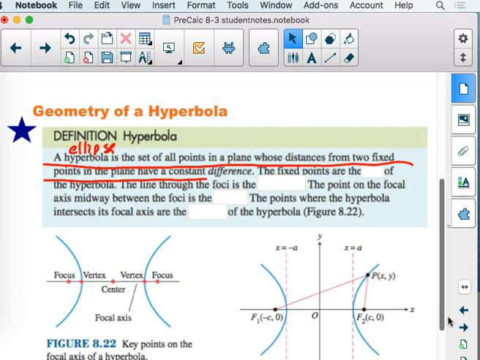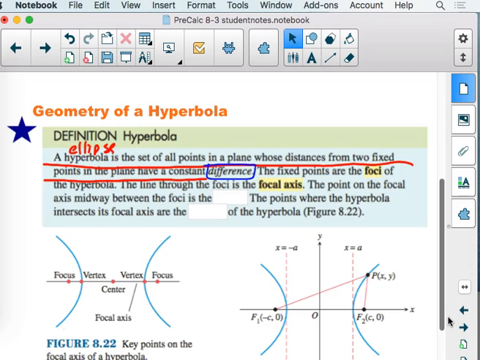With hyperbolas, there it is. There's our subtraction right there. The difference between the two. So the fixed points are, of course, called foci. Again, some people pronounce it foci. Focus, when you have two foci, just makes more sense to me. So it's one of those things that is pronounced two different ways, like neither and neither. The line through the foci is the focal axis.